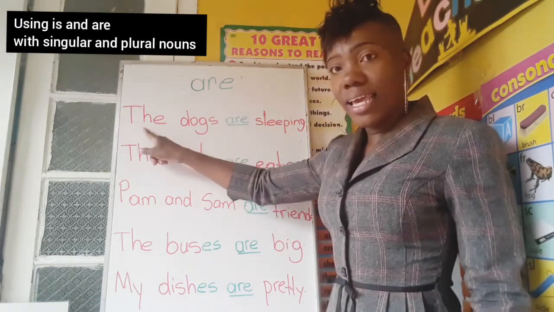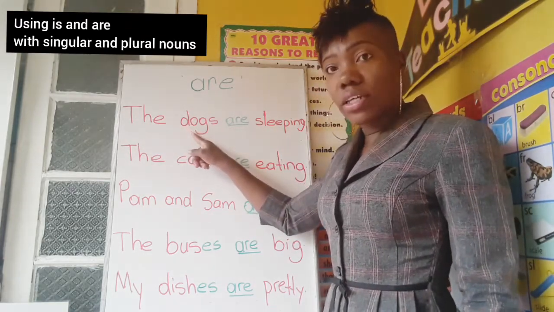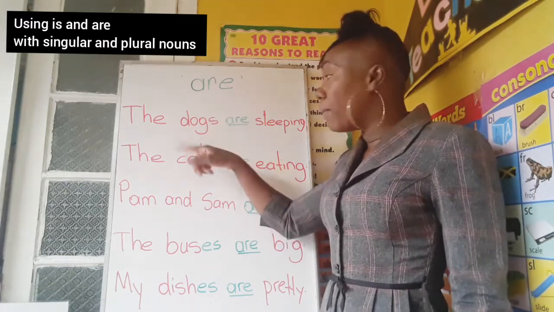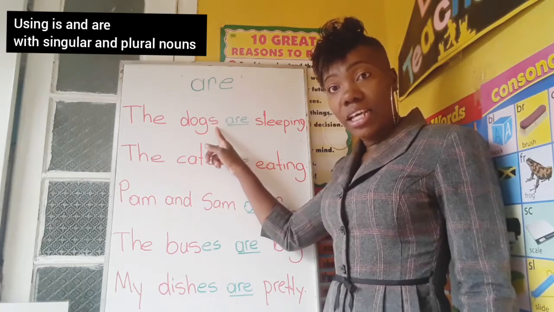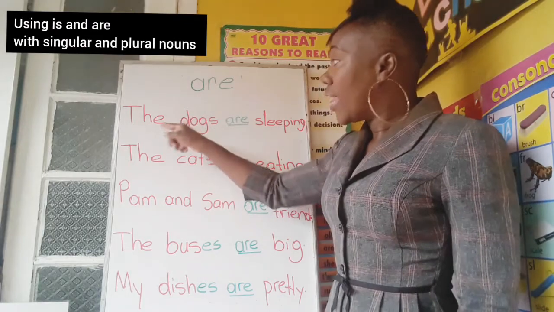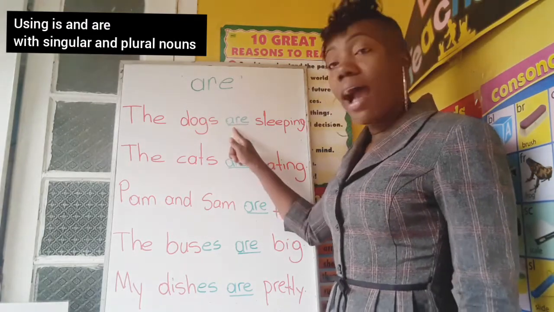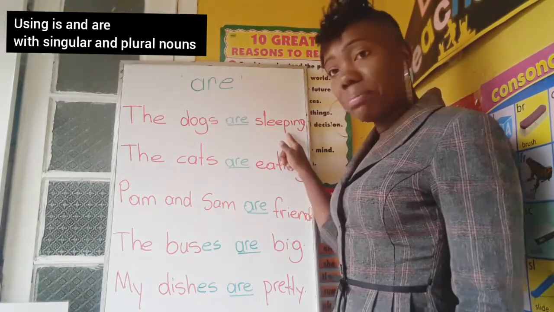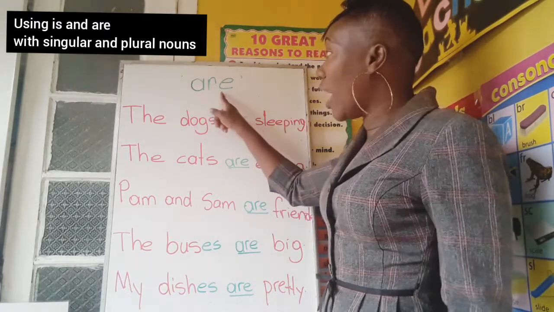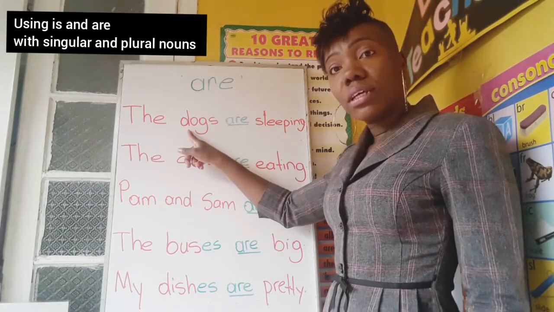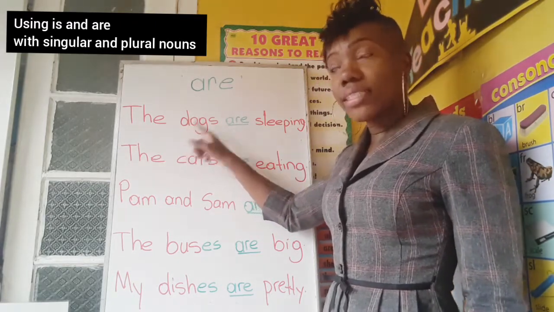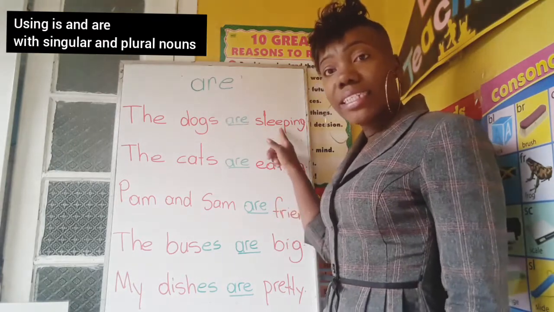So, the dogs. See, this is now more than one dog because of the S. So remember, we use S to pluralize some nouns. The dogs are sleeping. So you see that, boys and girls? So we use are when the nouns are plural. The dogs are sleeping.